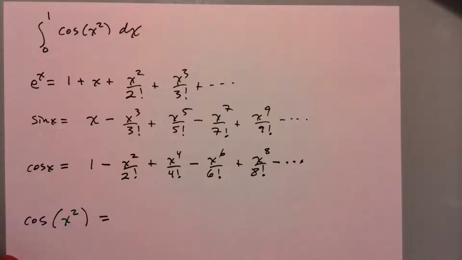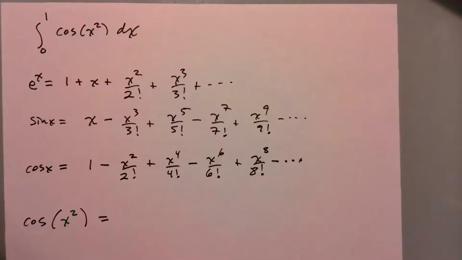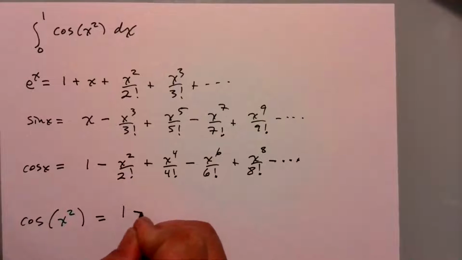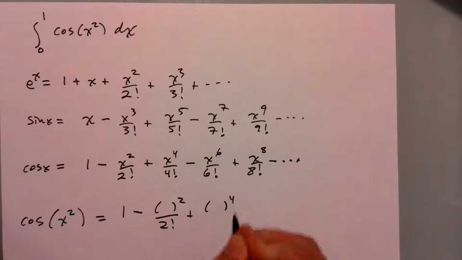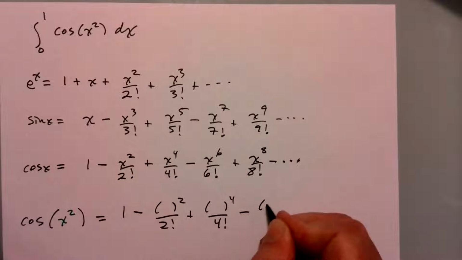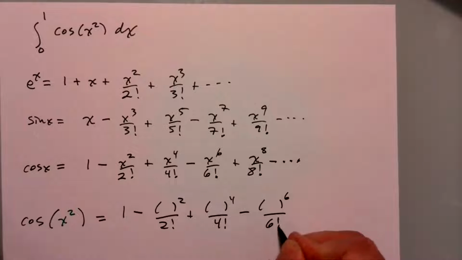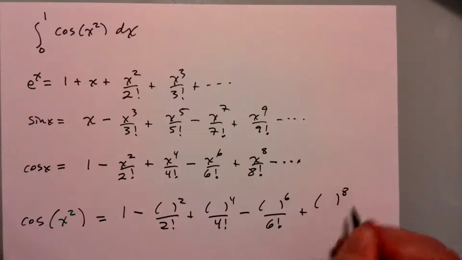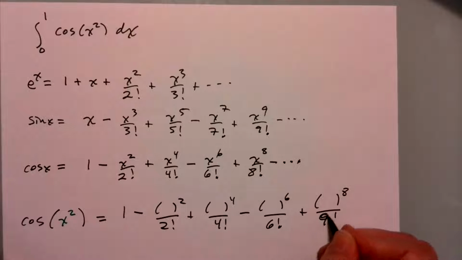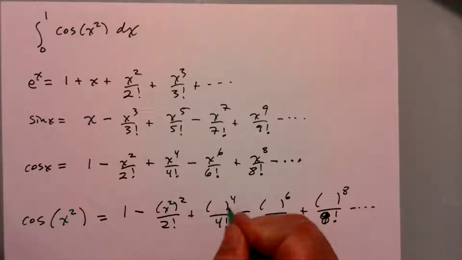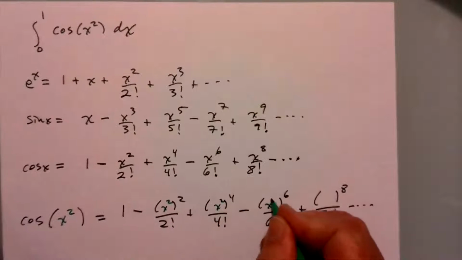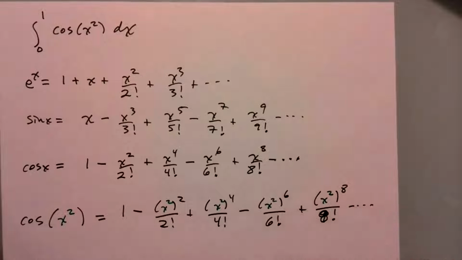And I believe the worksheet asked you to give me 5 non-zero terms. So that'll be 1 minus something squared over 2 factorial plus something to the 4th over 4 factorial minus something to the 6th over 6 factorial plus something to the 8th over 8 factorial. You watch me make sure I don't make any silly errors. And then the thing I'm going to replace all the x's with is x squared.